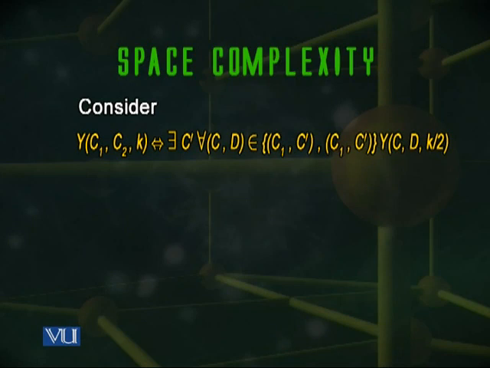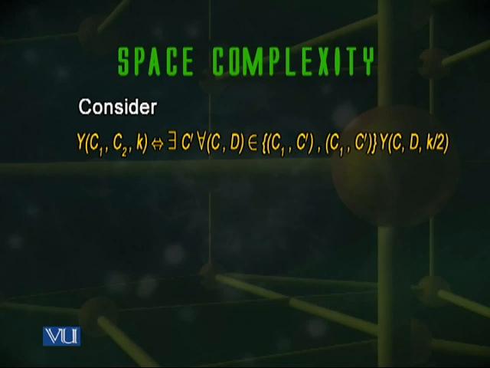So we're saying that we can yield from C1 the configuration C2 in k steps if there exists a C prime such that for all pairs C comma D in this set, we can yield D from C in k over 2 steps. Now what is this set? This set has two pairs in it. The first pair is C1 comma C prime, and the second pair is C prime comma C2.